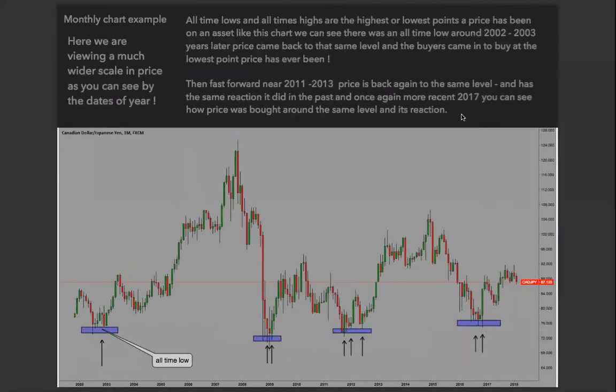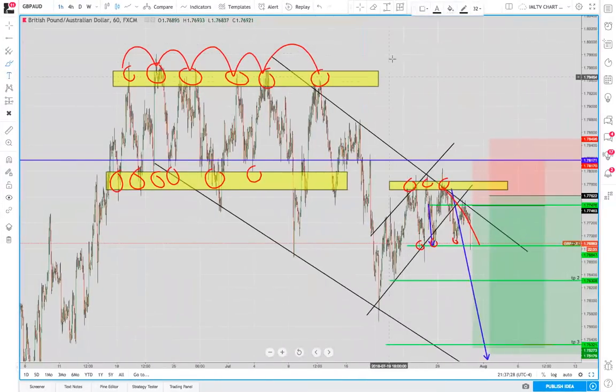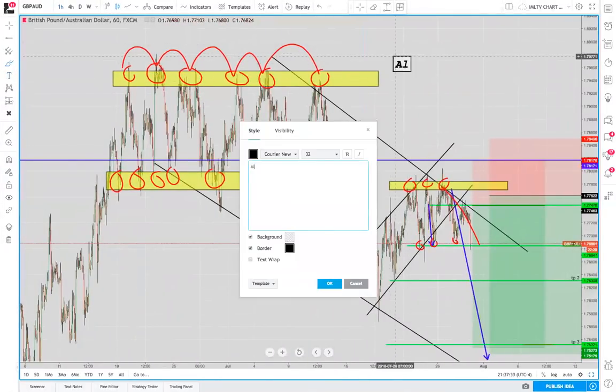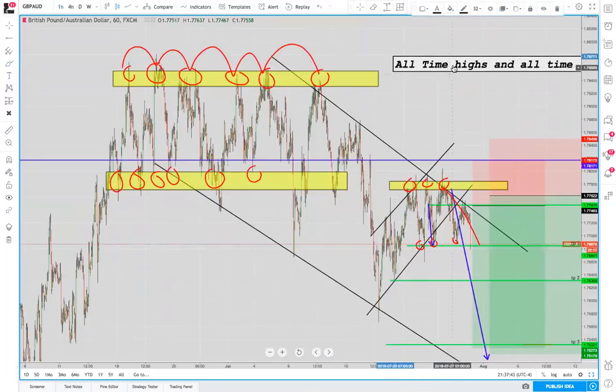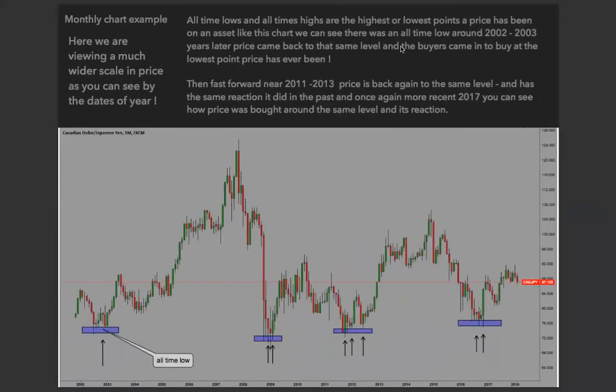So let's talk about one more thing, all-time highs and all-time lows. I want to talk about this because this applies in support and resistance. Last thing we're going to talk about, and then I'll answer questions. All-time highs, all-time lows in the market. So an all-time high is the highest point on the chart that price has been. All-time low would be the lowest.